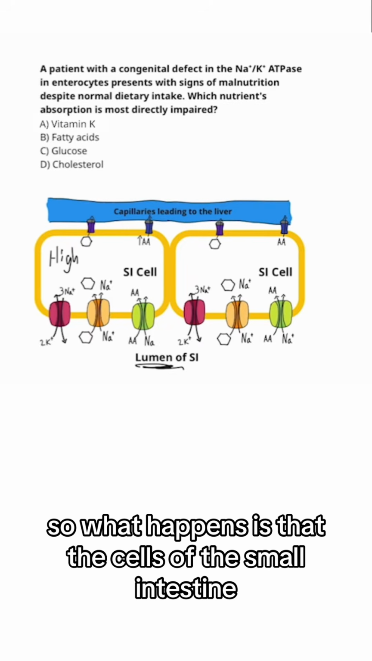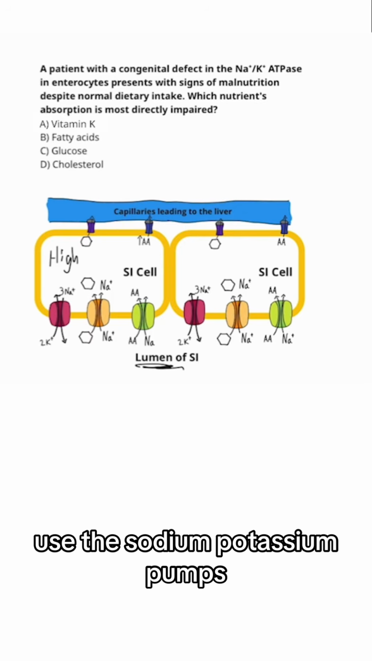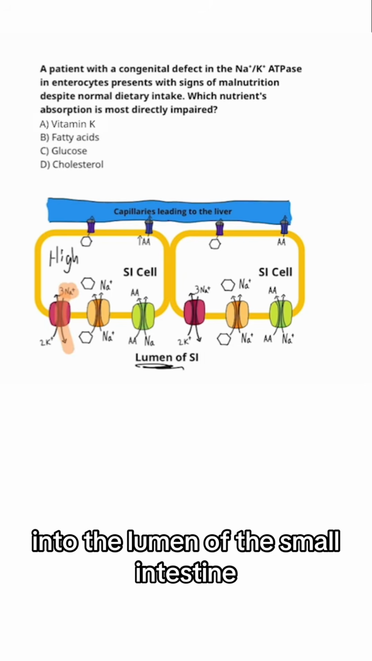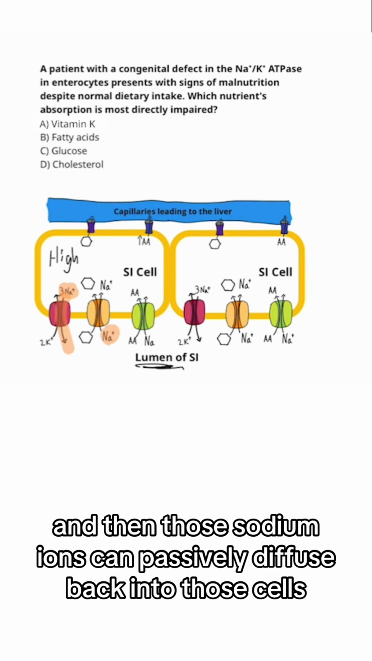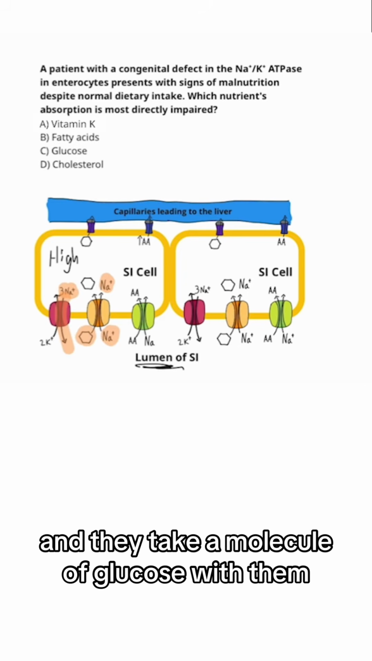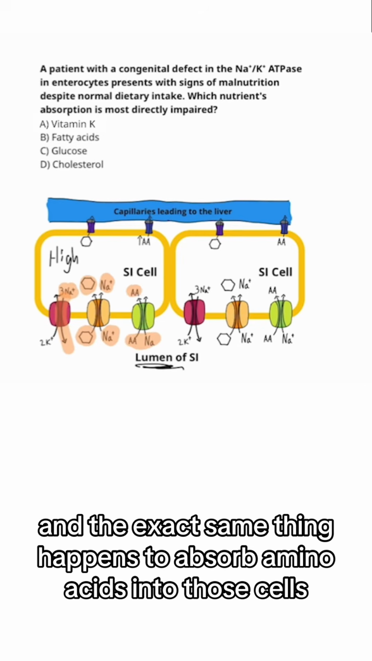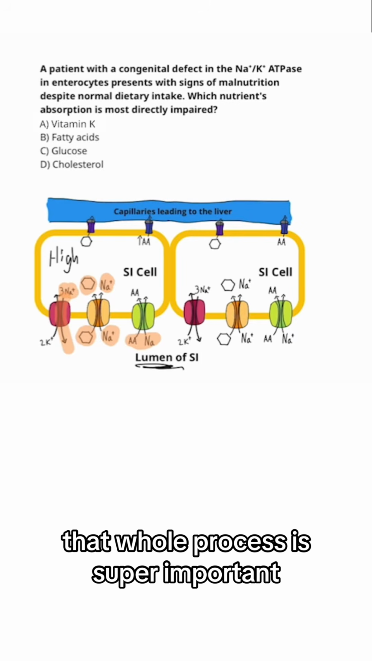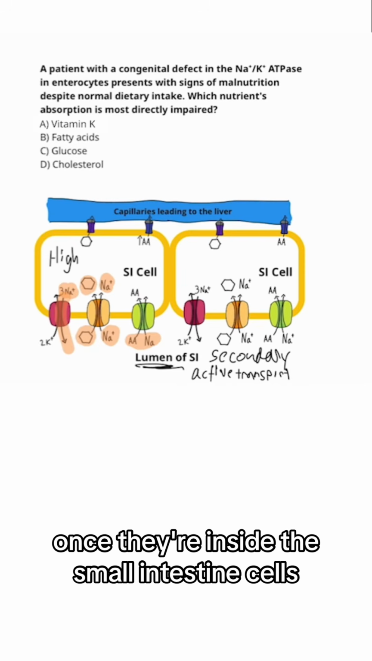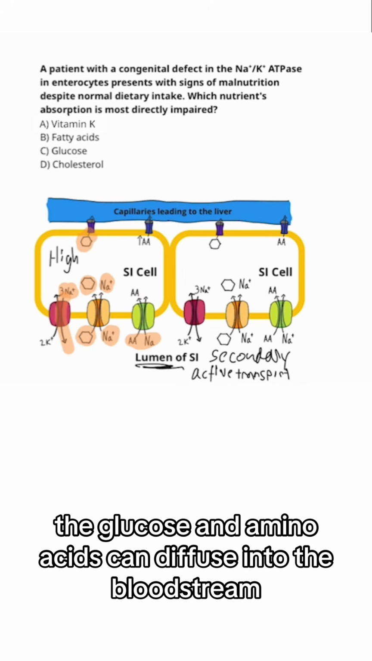So what happens is that the cells of the small intestine use the sodium-potassium pumps to pump sodium out of the cells into the lumen of the small intestine. And then those sodium ions can passively diffuse back into those cells, but they diffuse through a co-transporter and they take a molecule of glucose with them. The exact same thing happens to absorb amino acids into those cells. That whole process is super important, and it's called secondary active transport. Once they're inside the small intestine cells, the glucose and the amino acids can diffuse into the bloodstream.